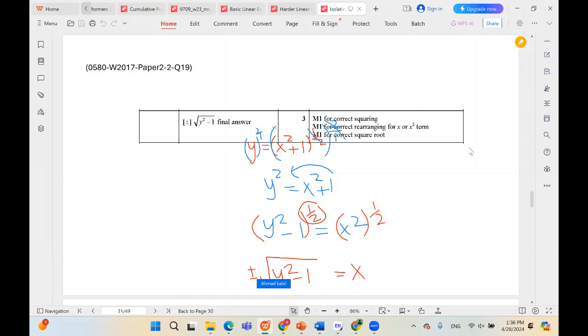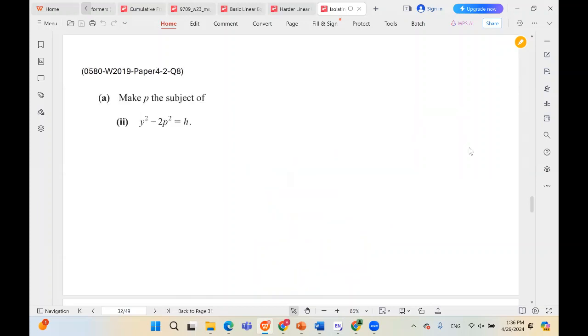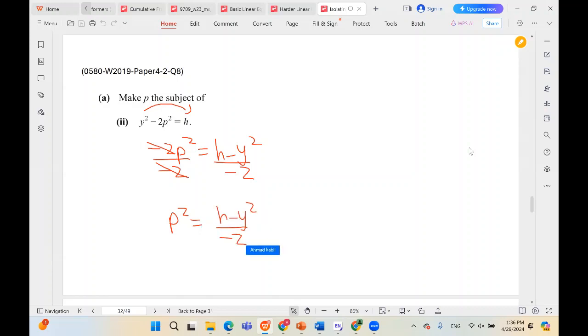I keep forgetting that. Anyway, so make p the subject of this equation. So we want to isolate the p. Let's first take the y squared out of the way. So we have negative 2p squared equals h minus y squared. Next, we want to get rid of the negative 2. So divide by negative 2 on both sides. These will cancel out. So you have p squared equals h minus y squared over negative 2.